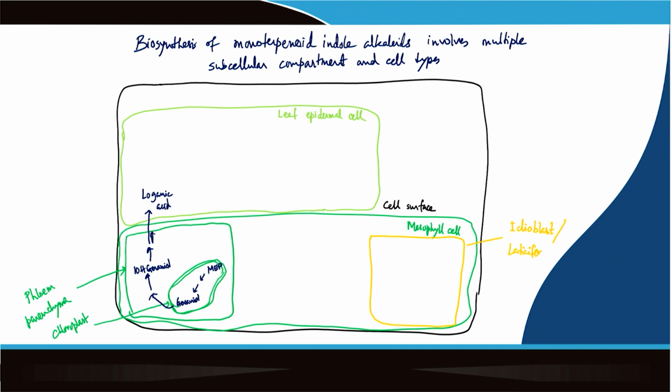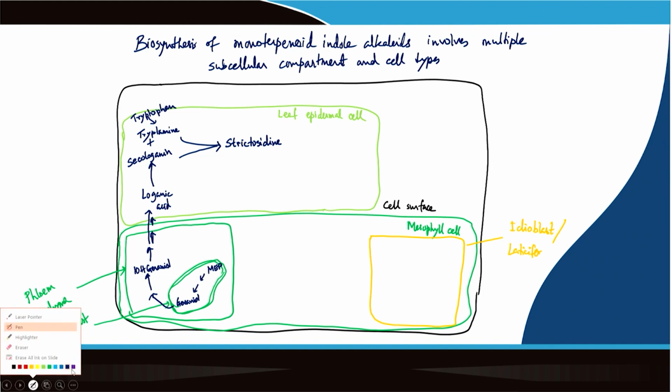So, this is a multiple step process, and then it makes secologanin, and that joins with tryptamine, which comes from tryptophan, and that makes strictosidine, and this strictosidine is subsequently converted through common intermediates into different products.